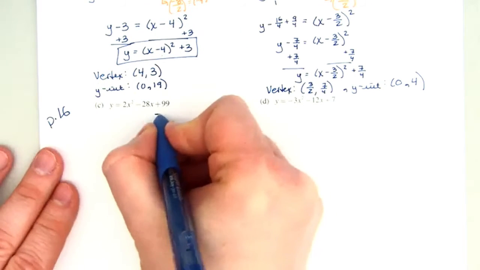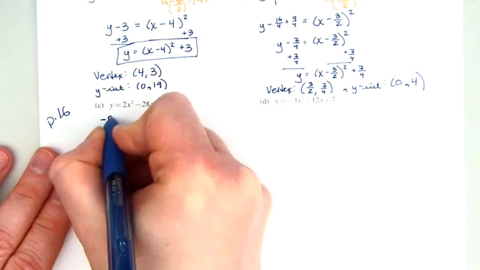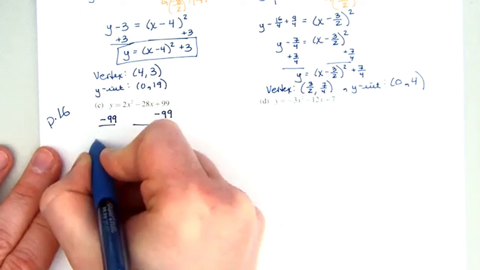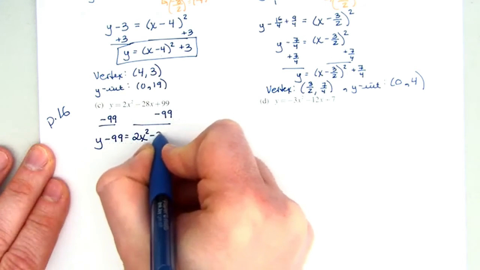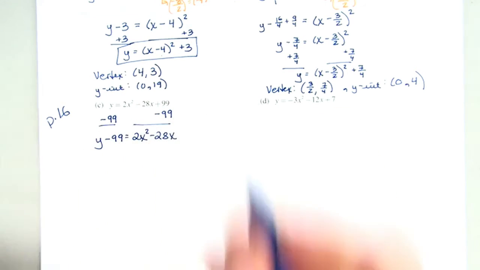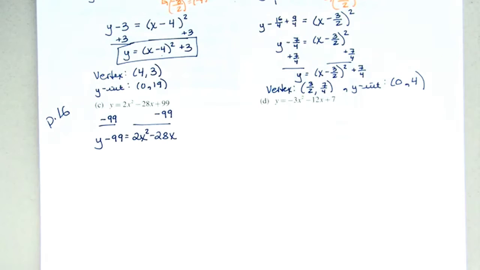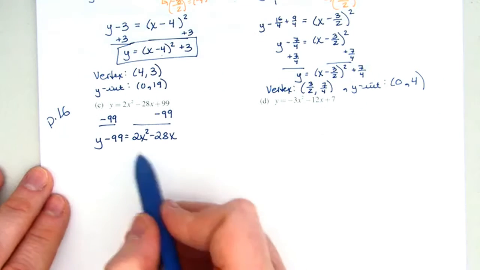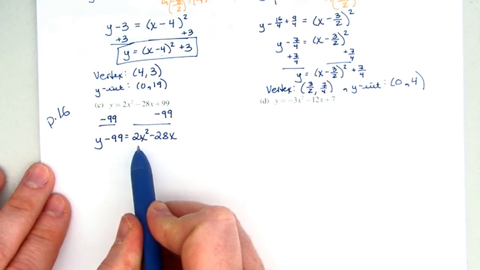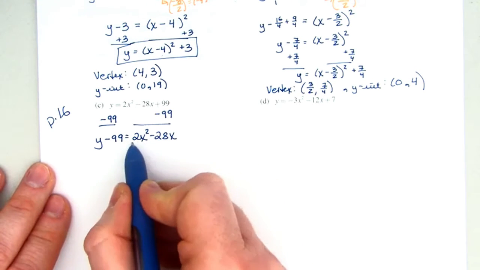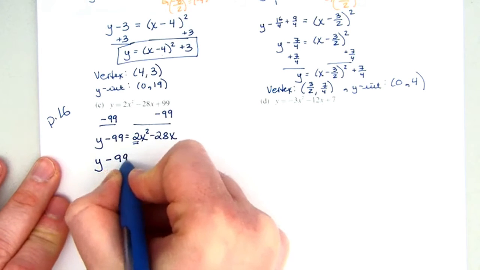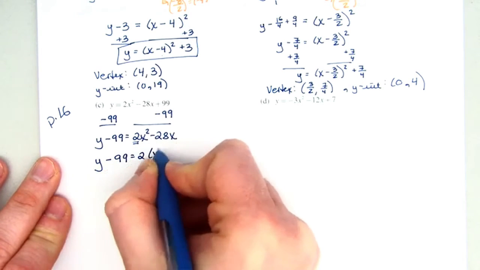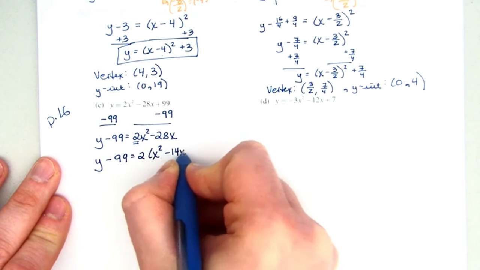I'm going to subtract 99 from both sides. I want the x's on one side, the y and the constant on the other. Subtract 99, we're going to get y minus 99 equals 2x squared minus 28x. I now need to use that extra step that we haven't used so far, that says factor out the a value on this side. My a value is 2. I'm going to factor that out. I'm going to get y minus 99 equals 2 times x squared minus 14x.